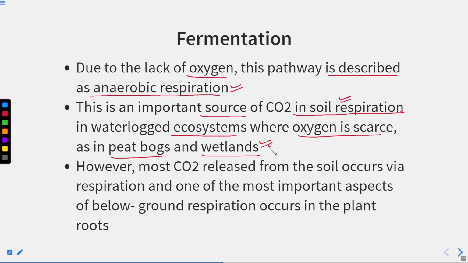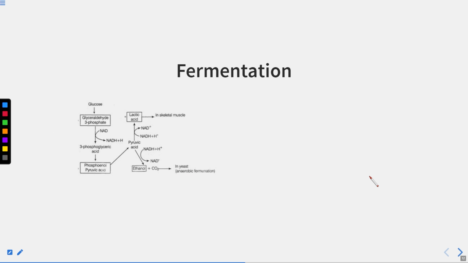So a lot of fermentation takes place there because if it is waterlogged, oxygen is not entering the waterlogged ecosystem and reaching the microorganisms that are present. However, most CO2 released from the soil occurs via respiration, and one of the most important aspects of below-ground respiration occurs in the plant roots. So at that time, what is taking place? The fermentation process is taking place. So here you can see the fermentation process.